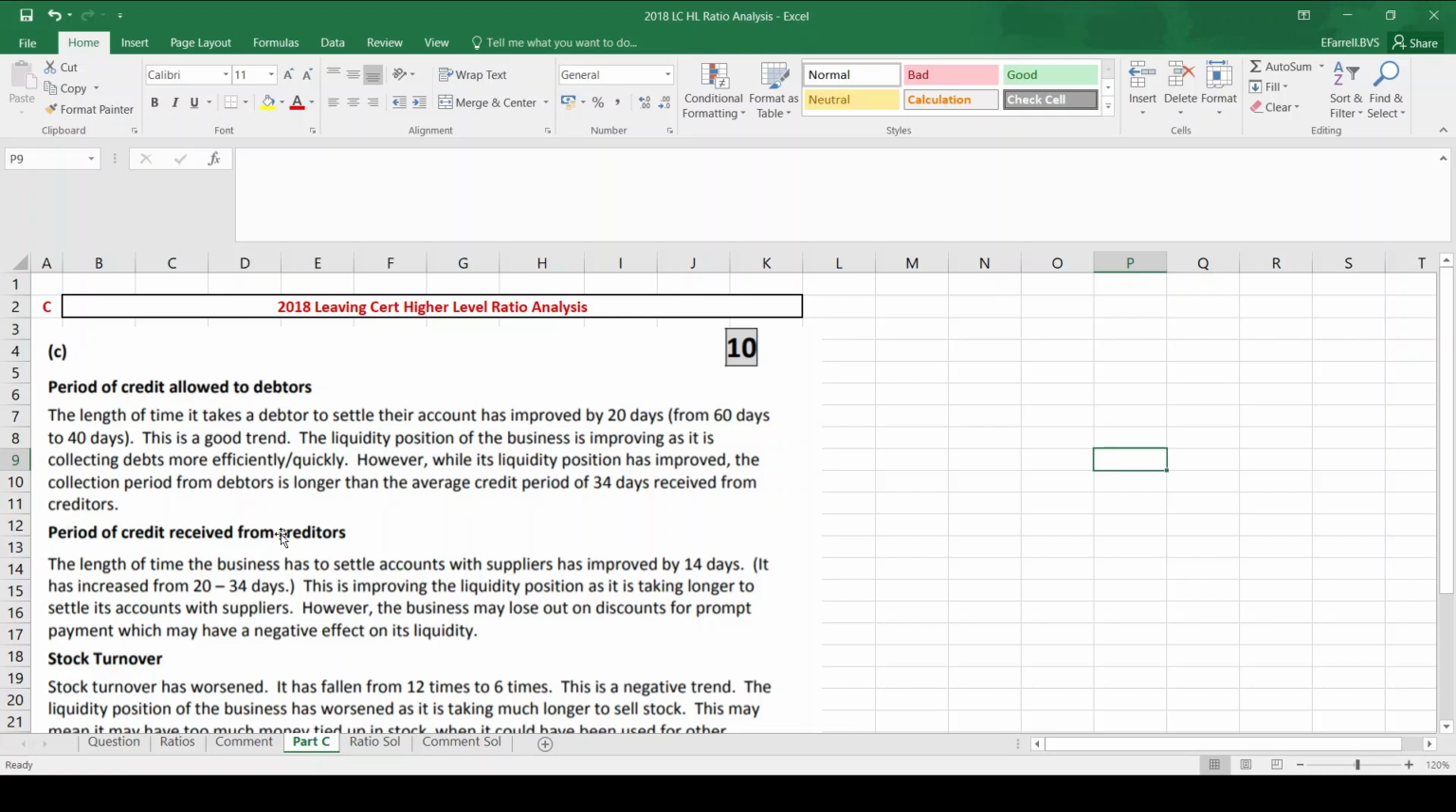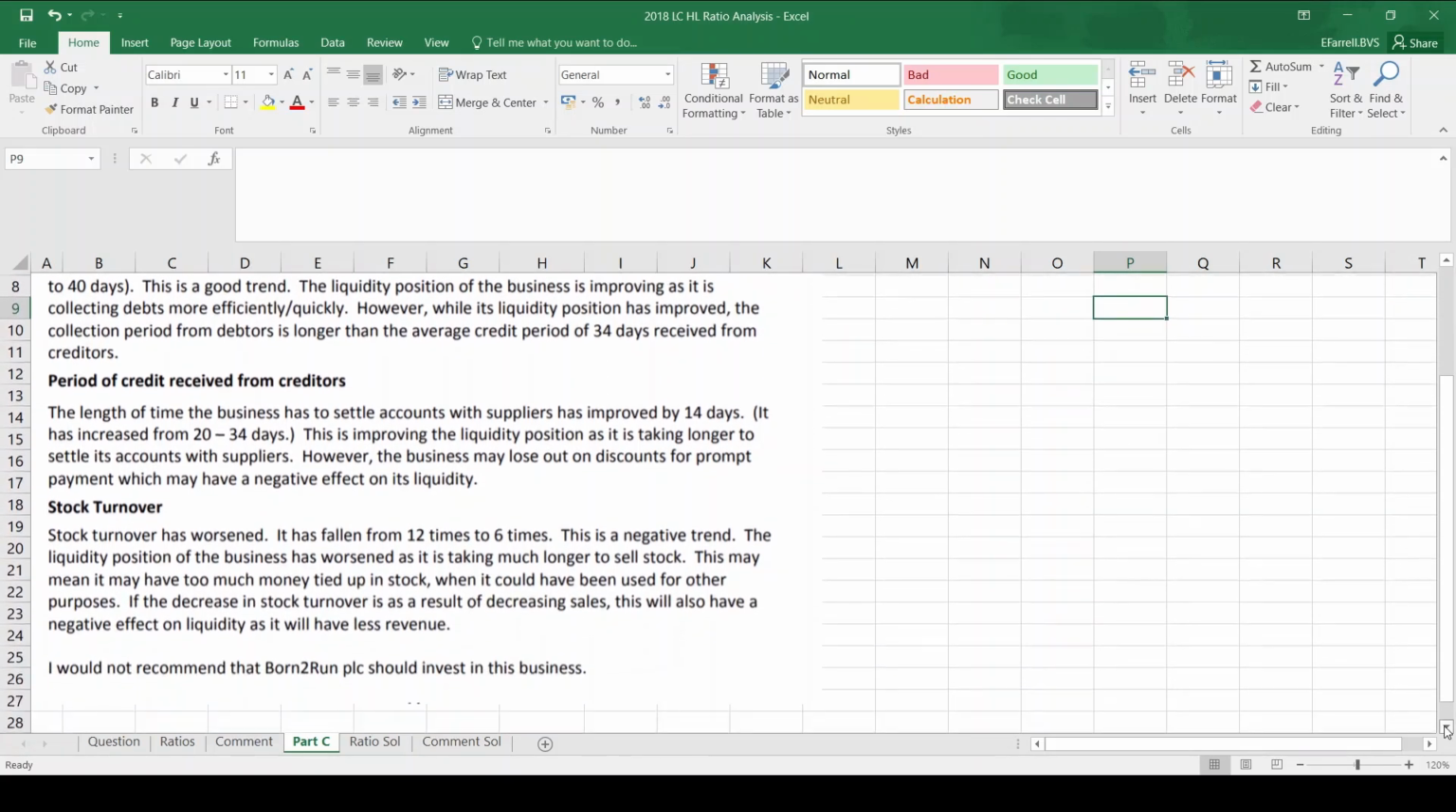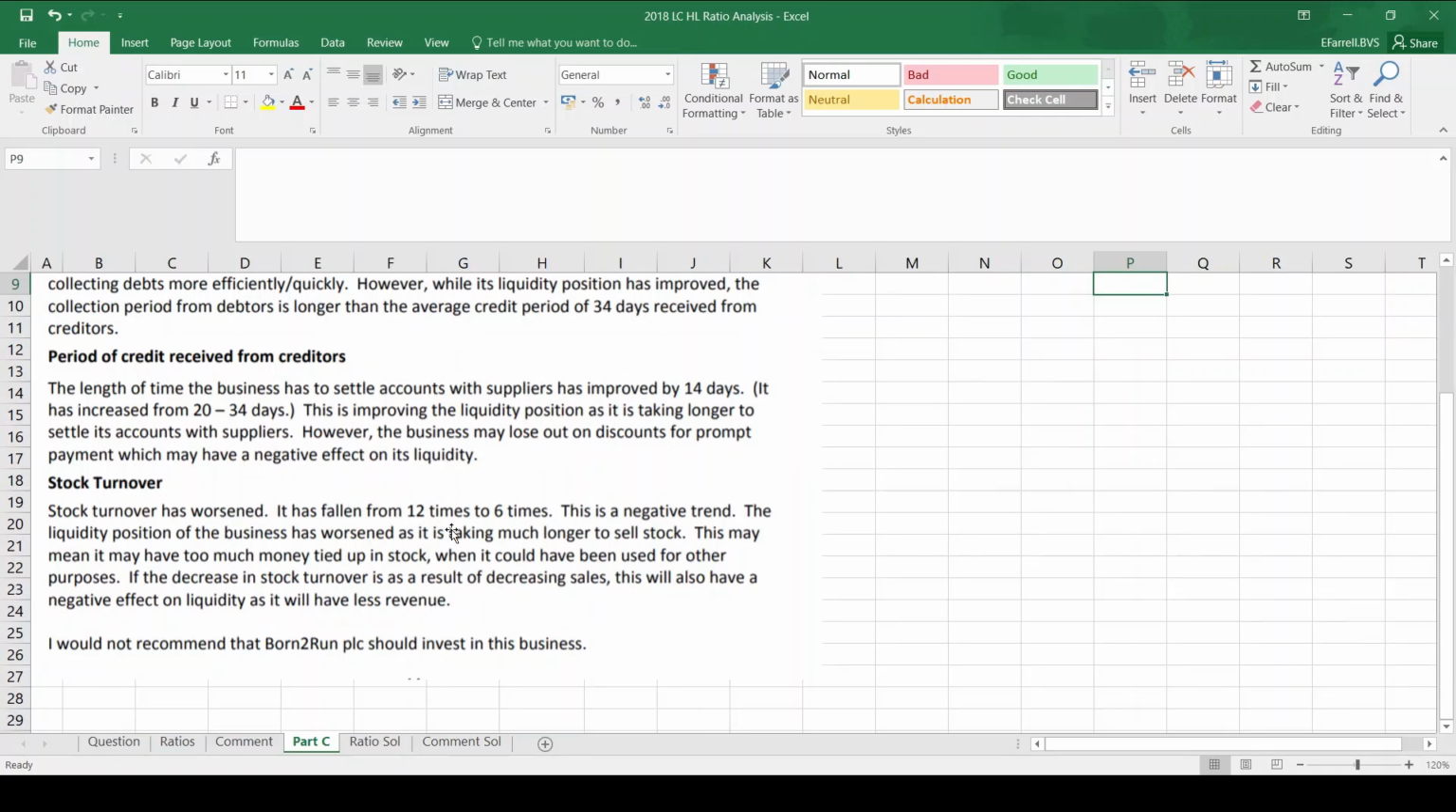But again, this is kind of the key thing here. It's taking people 40 days to pay us, but we have to pay people in 34 days, which isn't good. Okay, because we're going to be paying the money back quicker than we're getting it in. And stock turnover has worsened. It's fallen from 12 times to 6 times. This is a negative trend.